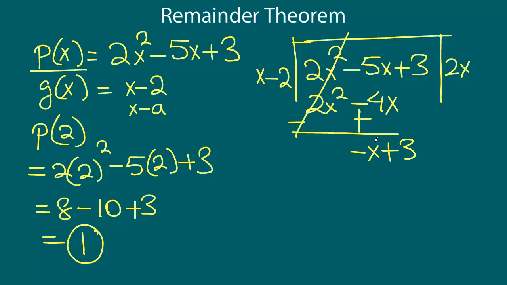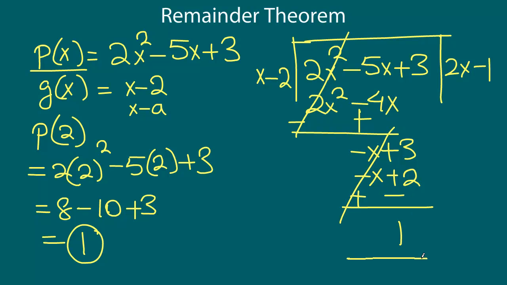Now we take minus x, divide by x, we get minus 1. So when we multiply this, we get minus x, and minus 1 times minus 2 is plus 2. Now when we subtract, the signs change. So this cancels out, and 3 minus 2 is 1. So again, we see the remainder as 1, but our remainder theorem had already told us that the remainder will be 1. So this is really fascinating.